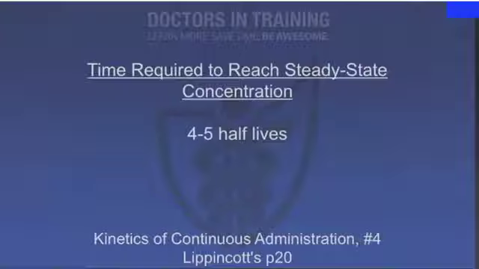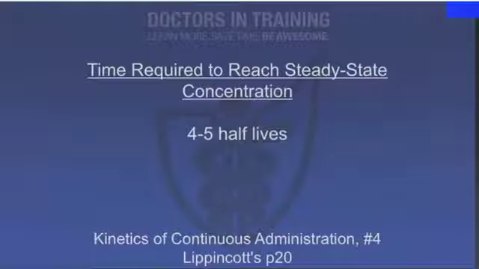So if the half-life is 12 hours, how long does it take to get to 90% of the steady state concentration? Well, 12 hours times 3.3 is 39.6, or about 40 hours. For convenience sake, you can say that you'll achieve steady state concentration after 4 or 5 half-lives.